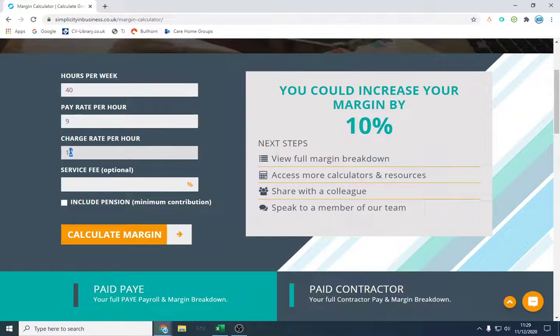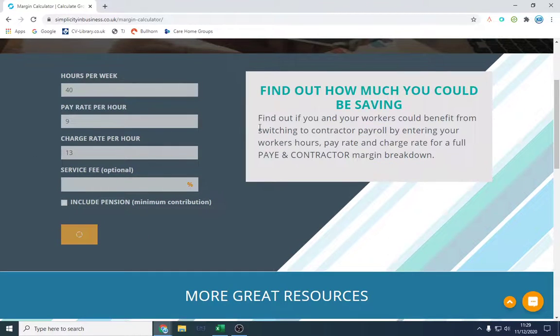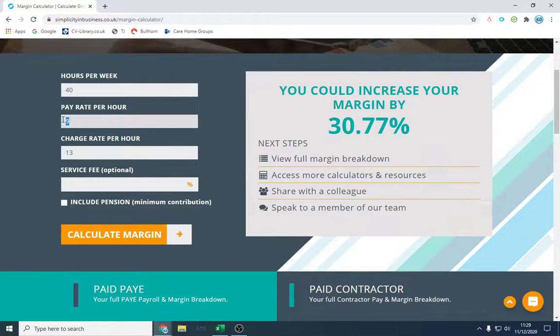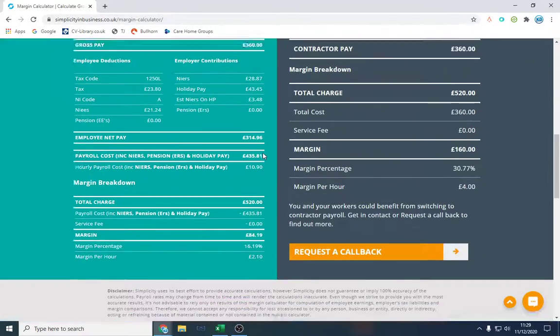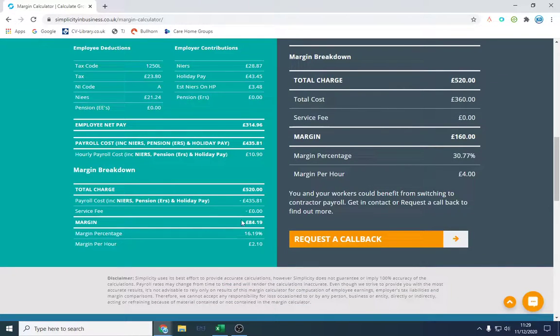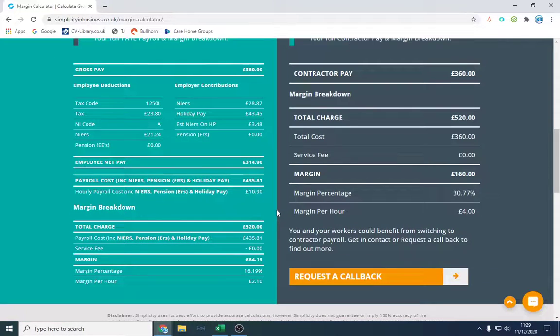Yeah. So if we switch it to, let's say, £13, it's going to show us how much we would make from a worker being paid £9, and we're charging the client £13. Yeah, based on 40 hours a week. So we would be making an £80 profit per week off those 5 days when they work. So that's a bit of a healthier margin.